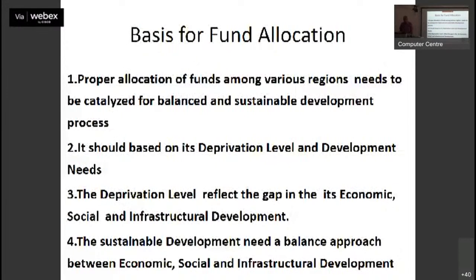It should be based on deprivation level and development needs. तो दो बातों पे हमने ध्यान रखा कि what is the degree of deprivation and what is the development need of the area. These two things should be taken care of. The deprivation level reflects the gap in economic, social and infrastructure development. कि हर डिस्ट्रिक्ट का डिप्राइवेशन लेवल कितना होगा? What is the gap between the economic, social and infrastructure development looking at the average of the district. Sustainable development needs a balanced approach between economic, social and infrastructure development.